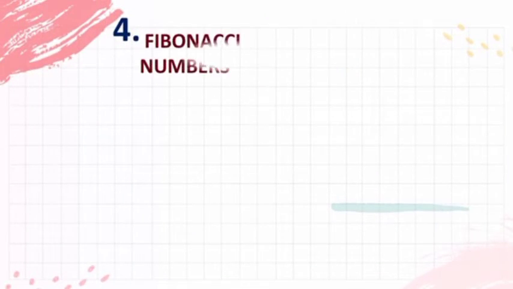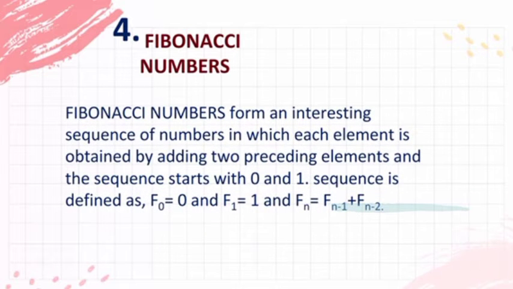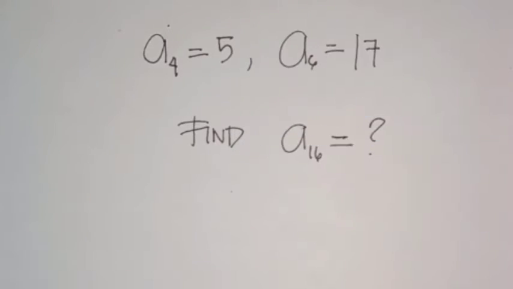And lastly, we have the Fibonacci numbers. I know that all of you are familiar with Fibonacci numbers. Fibonacci numbers form an interesting sequence of numbers in which each element is obtained by adding the 2 preceding elements, and the sequence starts with 0 and 1. The sequence is defined as f sub 0 equals 0, f sub 1 equals 1, and f sub n equals f sub n minus 1 plus f sub n minus 2.